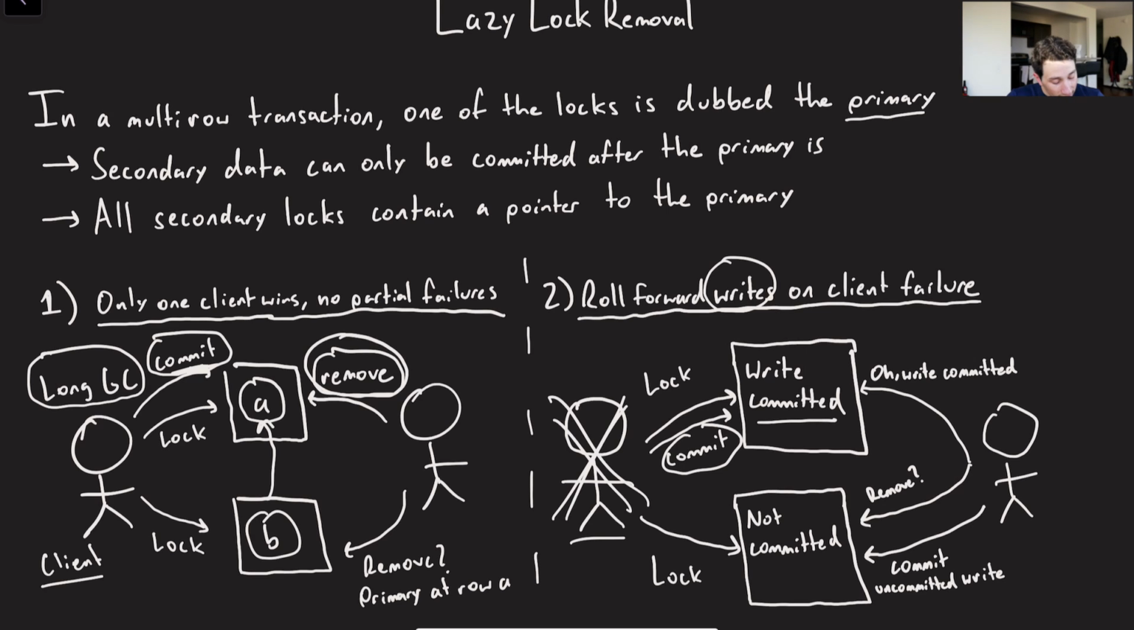So eventually the client on the right is going to say, hey, I want to write to row number 2. But, ooh, I see there's a lock on it. Let me go check the primary and see if that's committed. Oh shoot, the primary has committed. So now what I actually need to go ahead and do is commit this row over here before I can write any further.